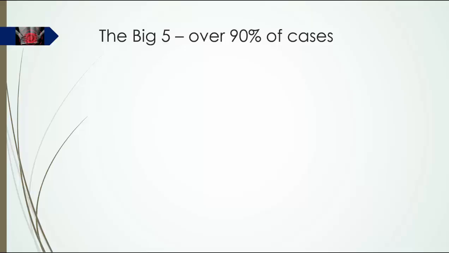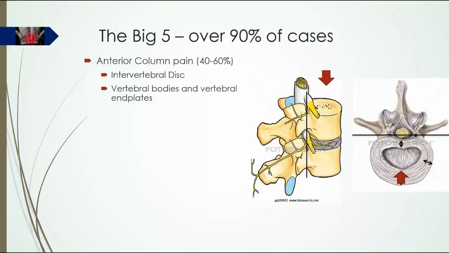Having identified the structures that provide the anatomical infrastructure of noxious input or nociception, we can now expand on this and then consider more complex issues regarding causation. I call the following conditions the Big Five, which are the 5 most common broad categories of painful pathoanatomic conditions known to cause back and referred pain, and they are the anterior column, that is, the disc and vertebral body. Depending on the clinical setting, this will comprise perhaps 40 to 60% of all cases.